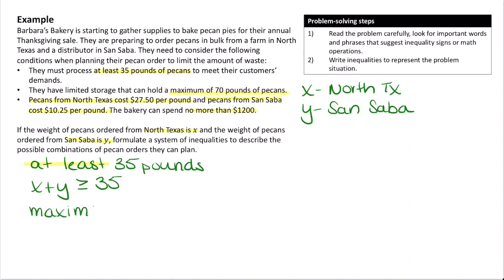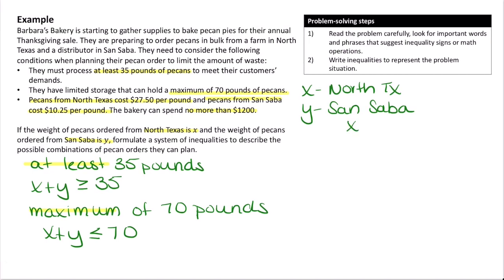Now if we look at this next sentence, it tells us that it can hold a maximum of 70 pounds of pecans. Well, they're going to be ordering pecans from both distributors, so they're going to be storing them all together. That's storing X plus Y pecans, and that has to be a maximum of 70 pounds. If the maximum is 70, there's one of those important words. That means we have less than or equal to 70. So we have our second inequality now, and let's write our inequalities over here. We have X plus Y is greater than or equal to 35, and X plus Y is less than or equal to 70.